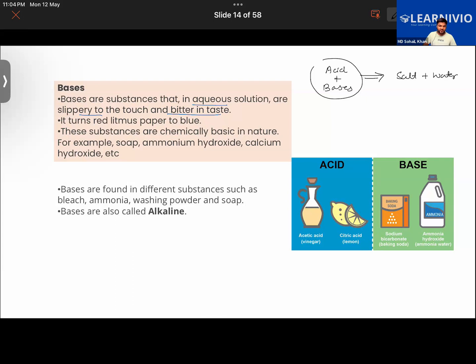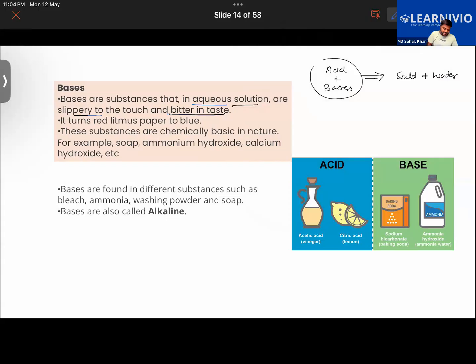We can give one another definition of base also. First, we say that a substance in the liquid solution that is slippery to touch and bitter in taste is called a base. Also, a substance which can neutralize the acids to give salt and water is called a base.